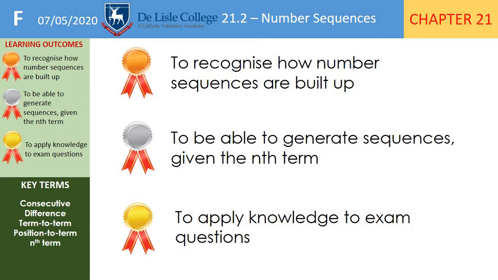So today our bronze criteria is to recognise how number sequences are built up. Silver is to be able to generate sequences when given the nth term, and that's always something students worry about, but it just means it's a rule. The rules could look different depending on the sequence, but it is just a rule that you apply. It's nice and straightforward. And then we're going to have a go at some old exam style questions from previous exam papers, so you can see what these things would look like in an examination form.